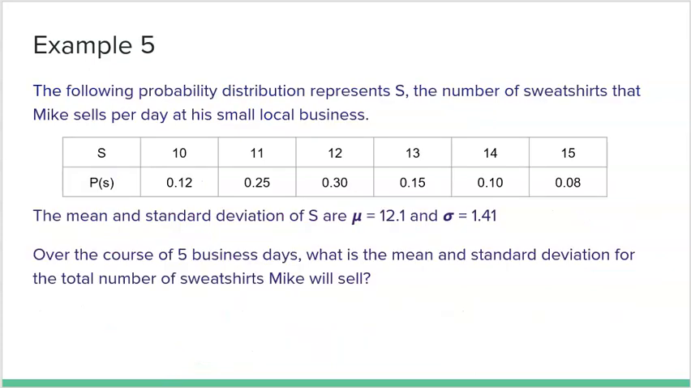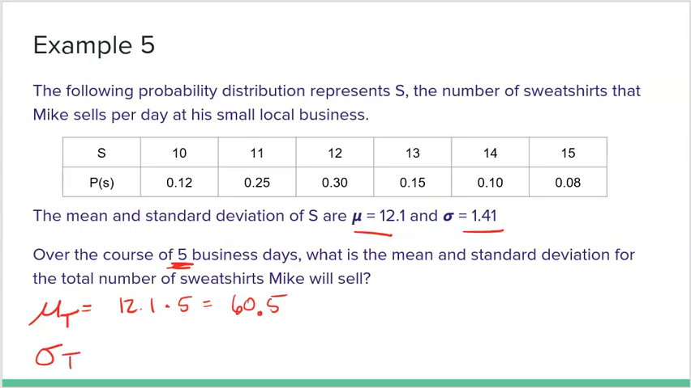All right, let's talk about Mike again, selling his sweatshirts. Once again, Mike has an average of 12.1 sweatshirts per day, 1.41 standard deviation. All right, over the course of 5 days, how many total sweatshirts do you expect Mike to sell? Well, again, that's 12.1 for the first day, 12.1, 12.1, 12.1. So I'm just going to speed this up. It's 12.1 for the 5 days. Again, that's not a constant. That's just me multiplying by 5 for each of the 5 days. And that means he expects to sell 60.5 sweatshirts over the course of 5 days.